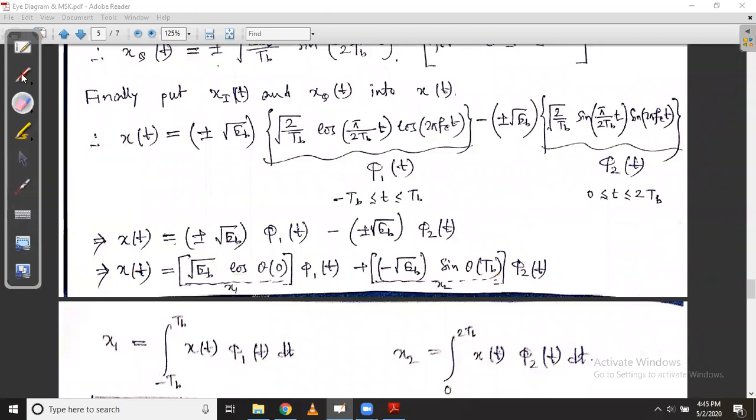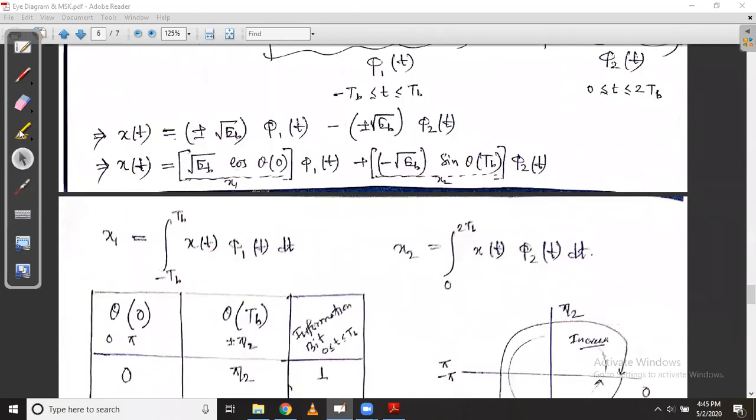Okay, now we are writing that x(t) is equal to x1 phi 1 plus x2 phi 2 in that way, and phi 1 and phi 2 are both basis functions and orthogonal to each other. This is the property of basis functions: orthogonal to each other, that means perpendicular, or a 90 degree angle between them. Okay, that is the basis function. So if we want to get back x1, then you have to multiply the whole expression by phi 1(t).